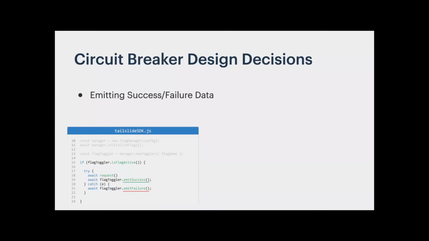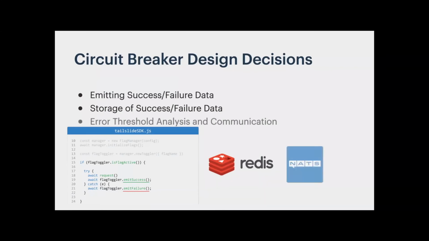Overall, our circuit breaking architecture resulted in success and failure emissions being flexibly designed by the user, telemetry data being stored in a Redis time series data store, and when circuits were tripped or recovered, messaging being sent via NATS to notify the server of changes. That concludes our engineering trade-off discussion, and I'd now like to take you through some future work we have in store.